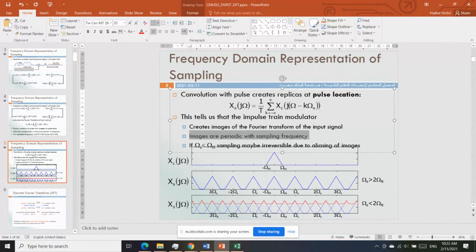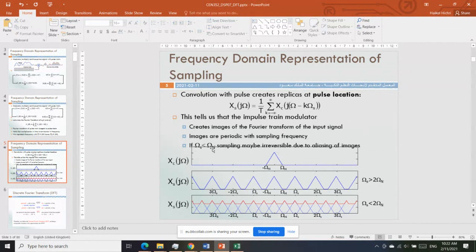Images are periodic with a sampling frequency. If omega s is less than twice omega n, then sampling may be irreversible due to the aliasing of images. يعني يصير تداخل، فبالتالي ما تقدر ترجع السيجنال الأصلية بسهولة أو يصير فيها يعني أخطاء aliasing.